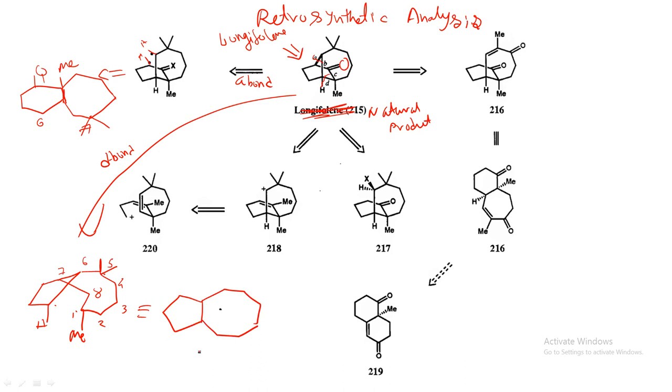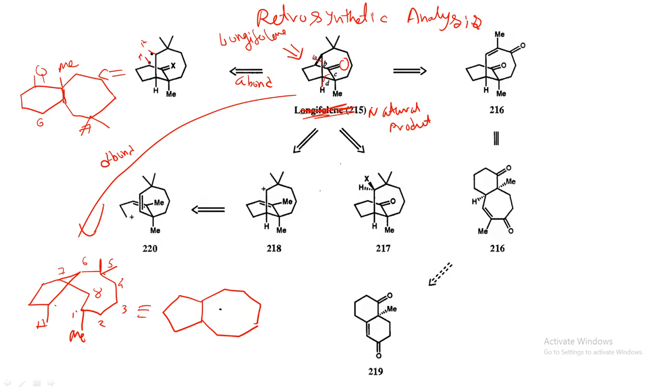Of course there should be possibilities of formation of both by choosing different starting materials, but in the rational way this should be easier to make. That's why the rationality of disconnection of the A bond is more than D. That's why A bond disconnection is shown in this particular case. A bond disconnection is much easier.